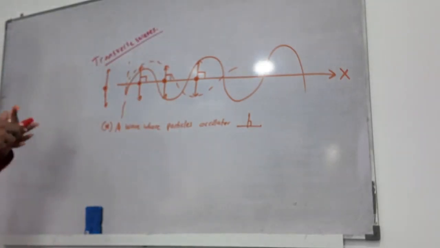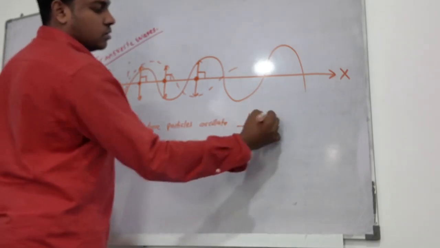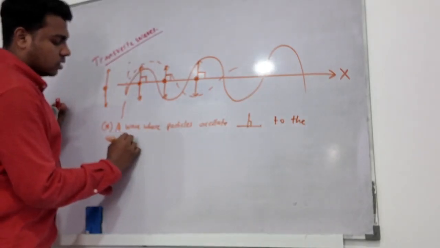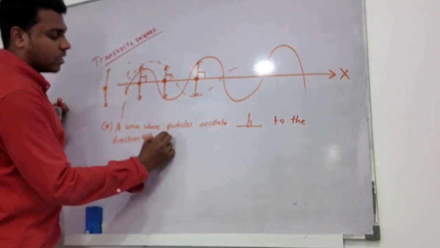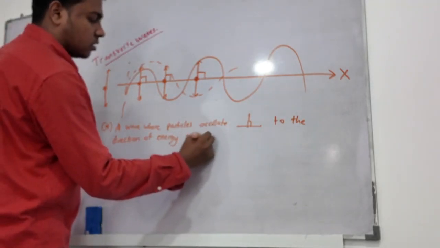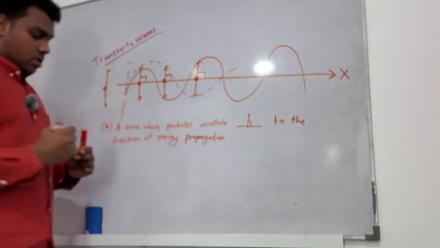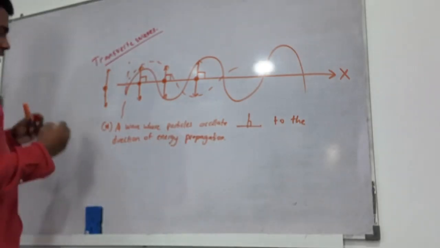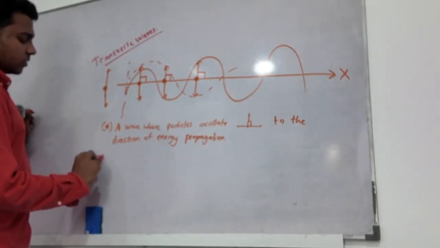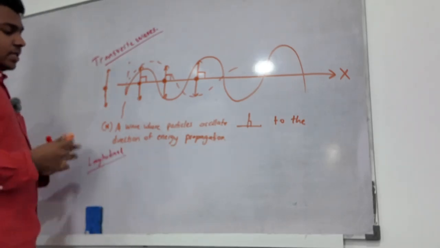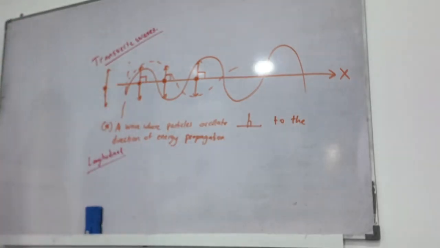A wave where particles oscillate perpendicular to the direction of energy propagation. Energy propagation means the direction in which energy travels. Then this is for transverse waves. Quickly copy it down. What are longitudinal waves? Longitudinal means the opposite here. Longitudinal waves are waves where particles are oscillating parallel to the direction of propagation of energy.